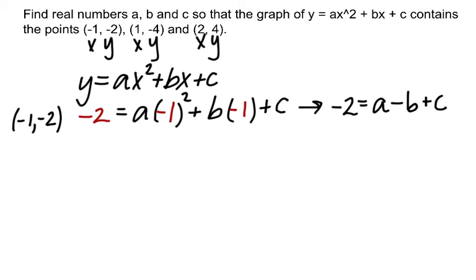So we have one equation here with 3 variables, 3 unknowns. The general rule of thumb is if we have 3 variables, then we're going to need 3 equations in order to solve our system of equations for a, b, and c.